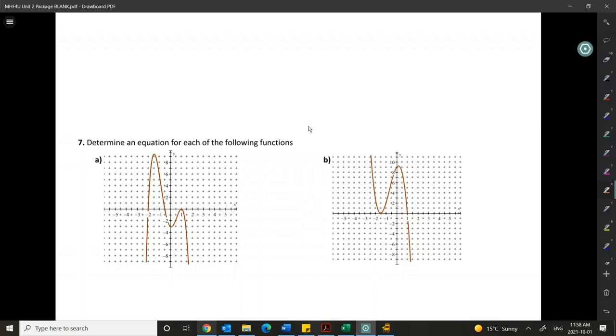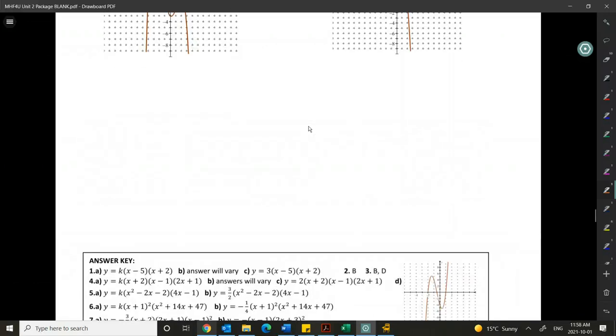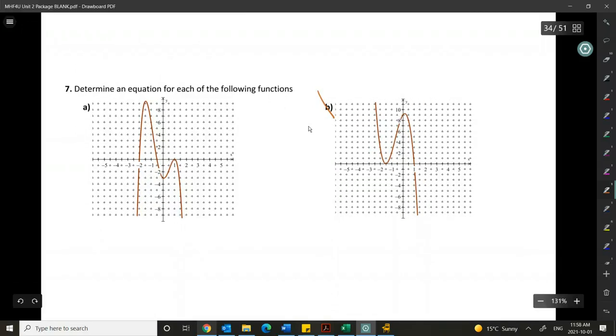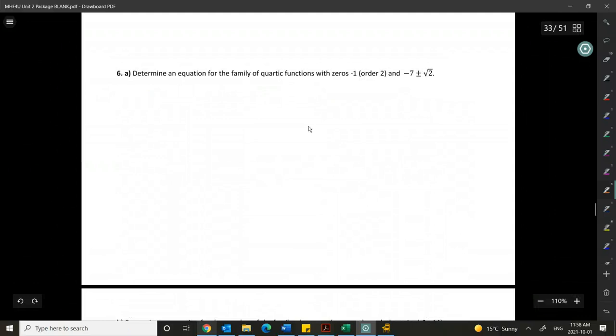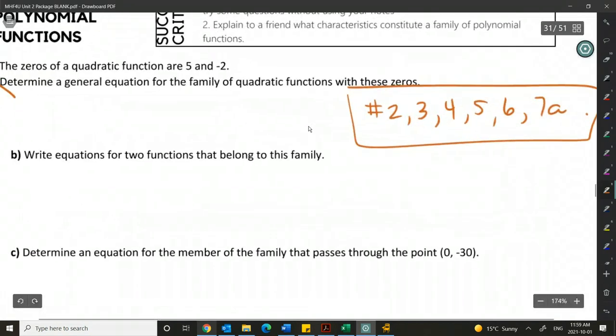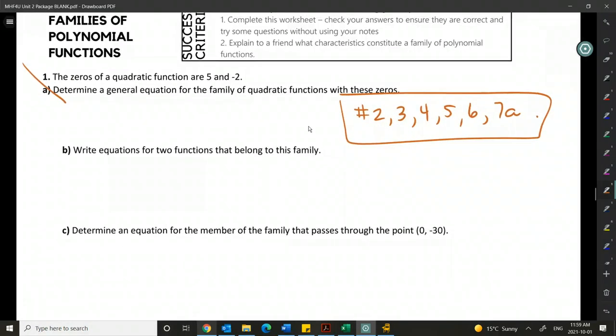I will take out b, because b is similar from the first unit, but a is kind of a new thing. If you feel like you need the practice with the extra questions, you can do it for sure. Okay, so we're doing numbers 2, 3, 4, 5, 6, 7a from this worksheet. Maybe try either 5 or 6 before you leave today. Or you can start at the beginning, whatever you want. It's up to you.